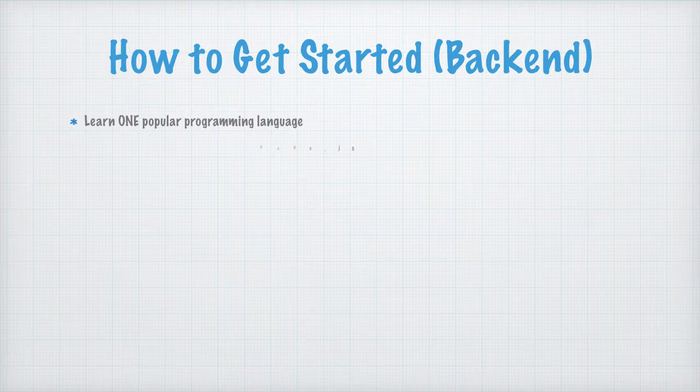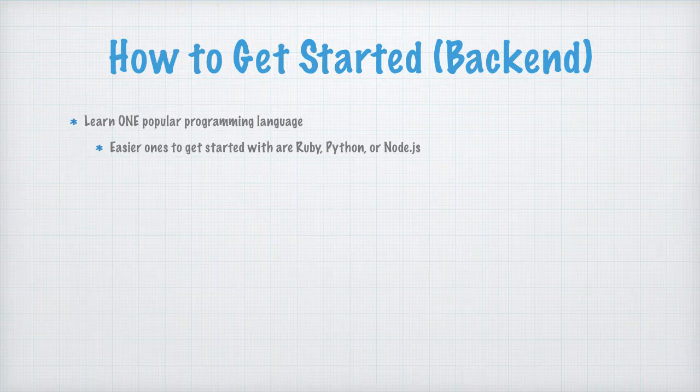Now for the back end, there are many programming languages out there. But there are those programming languages that are kind of easier to get started with. Some of them are Ruby, Python, or Node.js. Those are kind of easy to get started with. Now, the third one I mentioned here, Node.js, is actually JavaScript on the server side. So for the front end, the third element we had to learn was JavaScript, right?